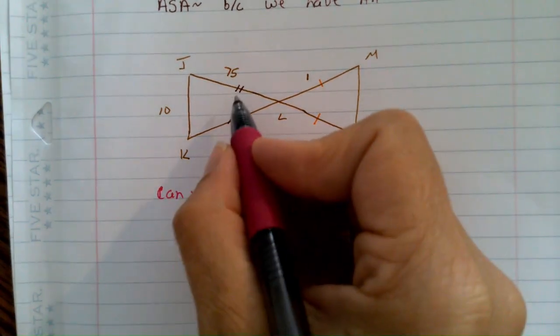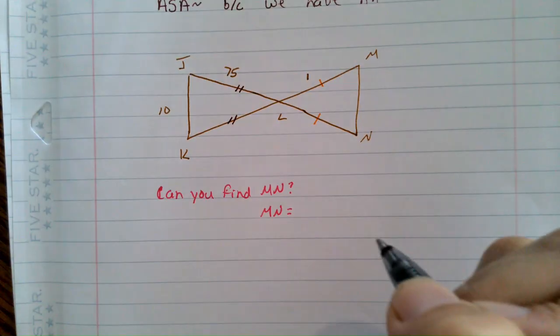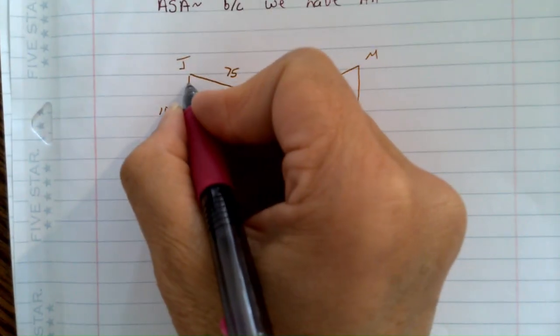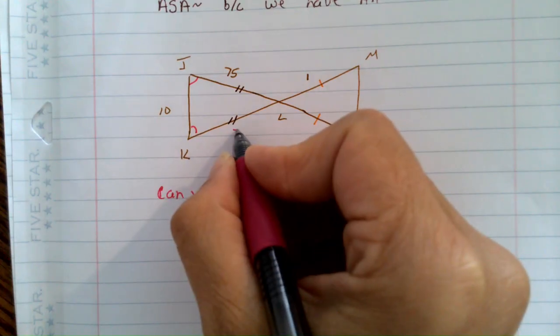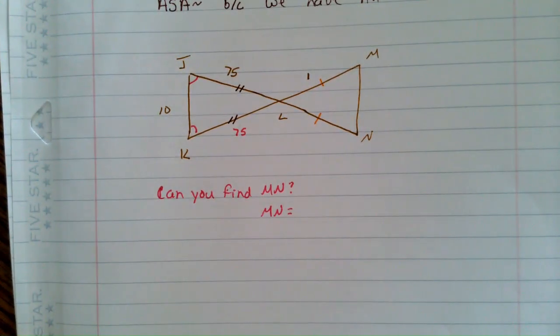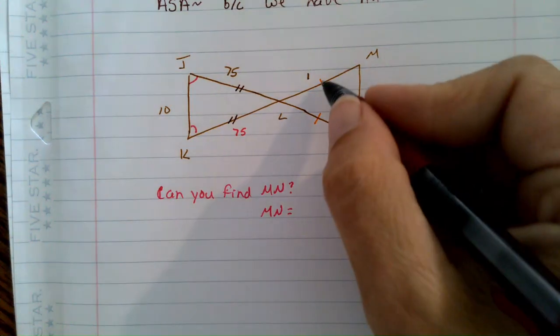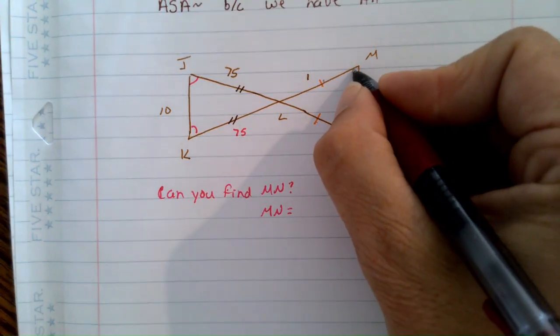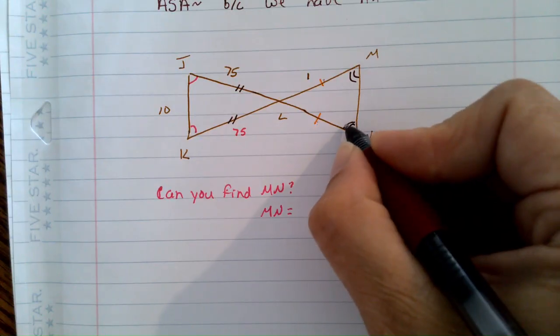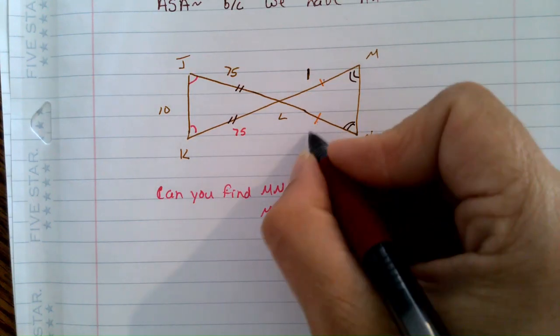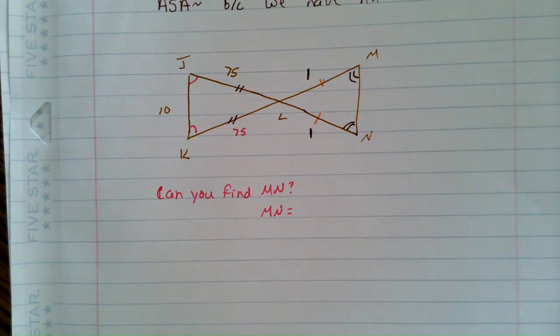I know because I have an isosceles triangle that this is congruent to this and this is 75. Over here, I know I have an isosceles triangle. So this is congruent to this. And so since this is 1, this is 1. But I haven't really related anything on the left to anything on the right. Okay. So what do I got going on here?